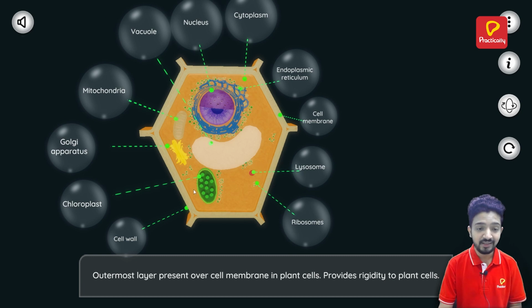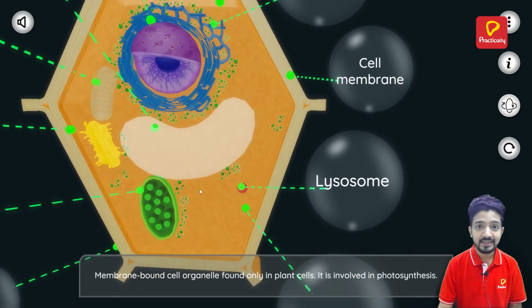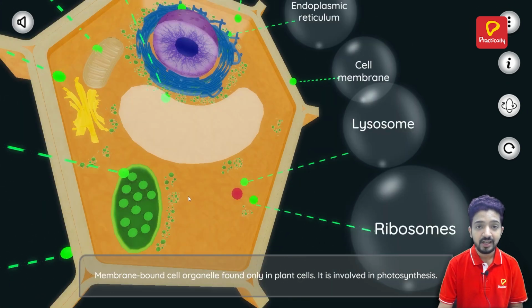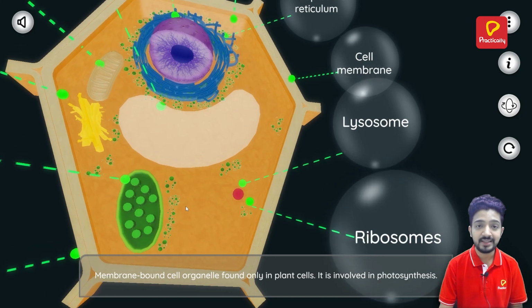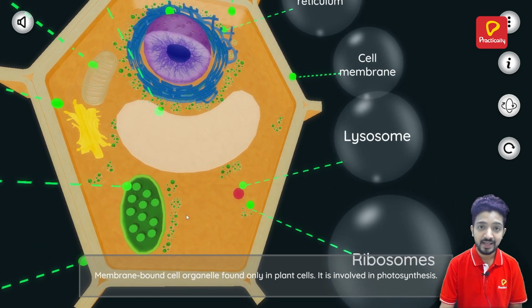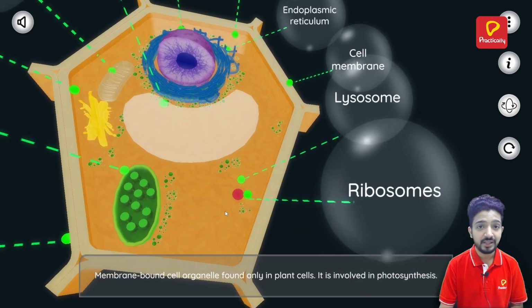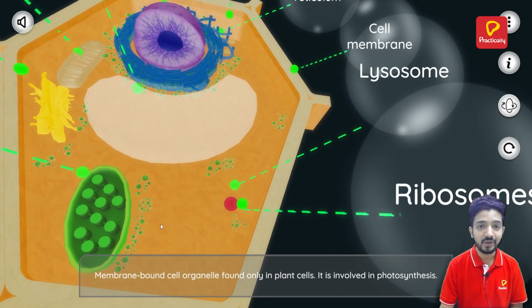Another unique organelle which is present only in plant cell is the chloroplast. As you can see, this green color organelle is the site of photosynthesis where the food production in plant happens. And the green color is imparted due to the presence of the green color pigment called the chlorophyll.